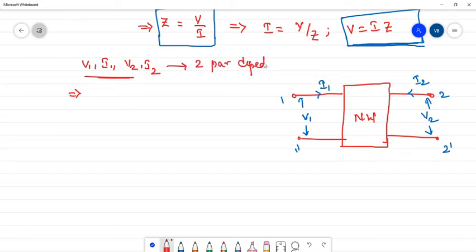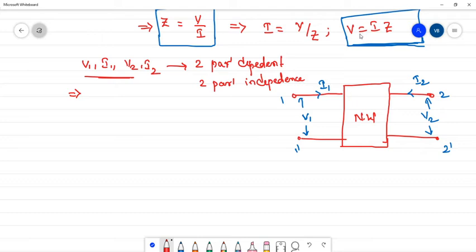I already explained, in these four parameters, two parameters are dependent parameters. Dependent is nothing but those two parameters are depending on another two parameters. So what are the other two parameters? Those two parameters are independent. So how can we define the impedance parameter?